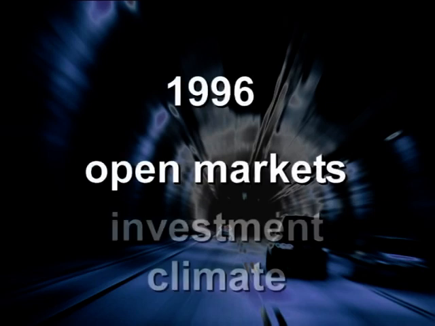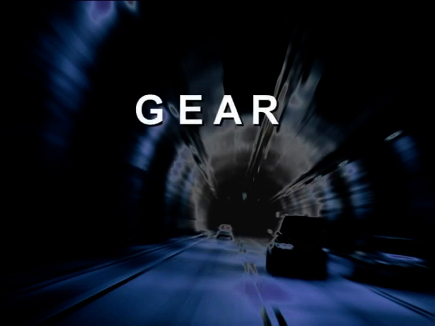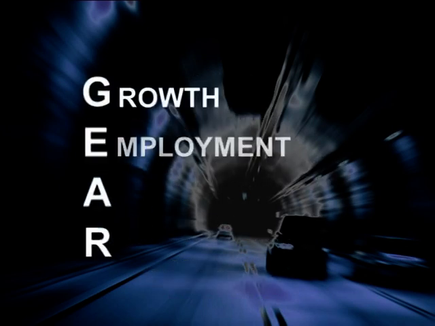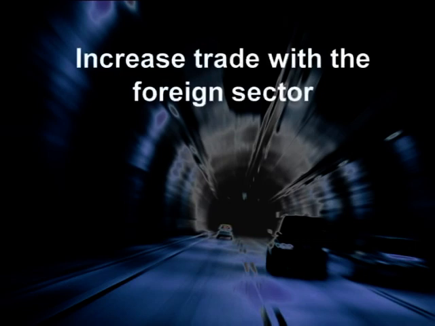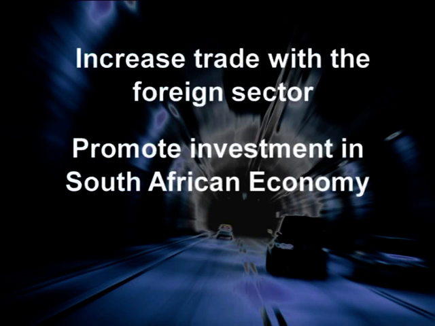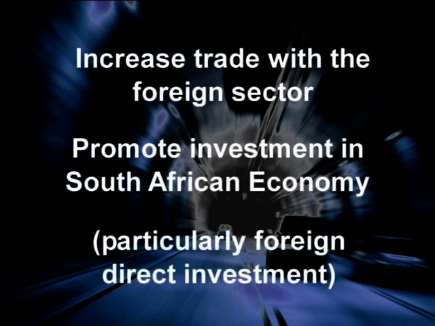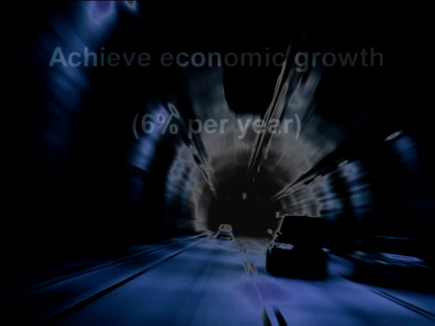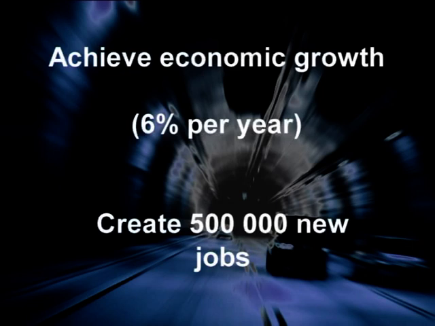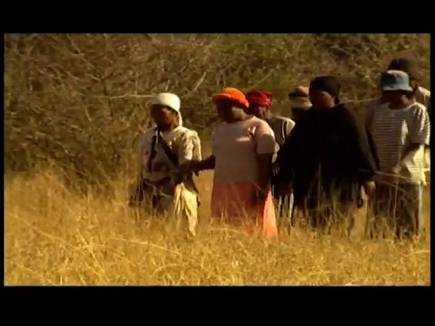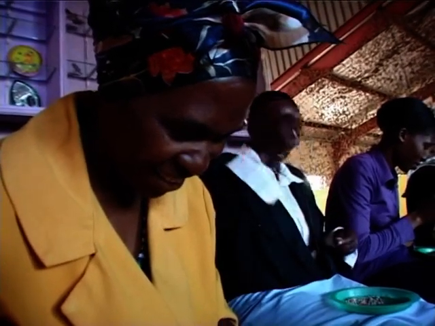In 1996, the South African government demonstrated its commitment to open markets and creating a favourable investment climate. It introduced something called GEAR, the Growth, Employment and Redistribution Strategy. This neoliberal economic strategy contained policies to increase trade with the foreign sector and promote investment in the South African economy, and particularly foreign direct investment. The short-term goal was to achieve economic growth of up to 6% a year and create 500,000 new jobs as quickly as possible.